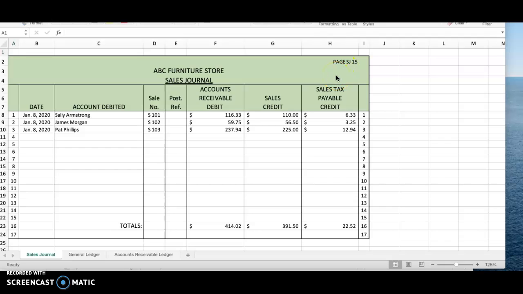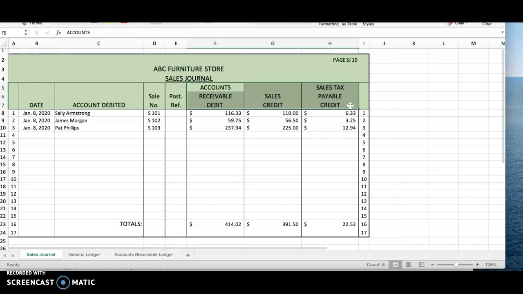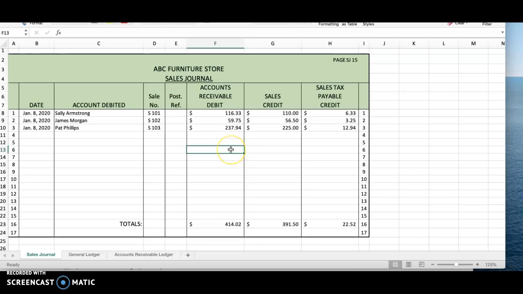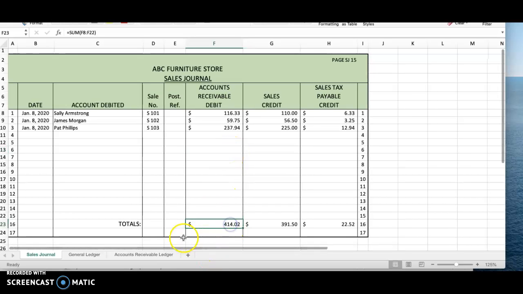So at the end of the day, as I mentioned earlier in a video, I believe, typically a larger store will be posting every day. So at the end of January 8th, we have just 3 to post, but it's done on a daily basis. So let's take a look at the procedure. First of all, let's post at the end of the day the totals to the general ledger. And the general ledger would involve these accounts: accounts receivable, sales, and sales tax payable. So we don't worry about the individual amounts, but we do post the totals.